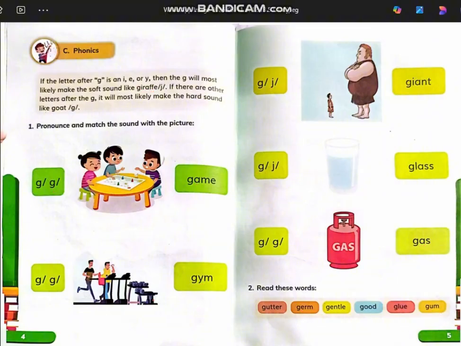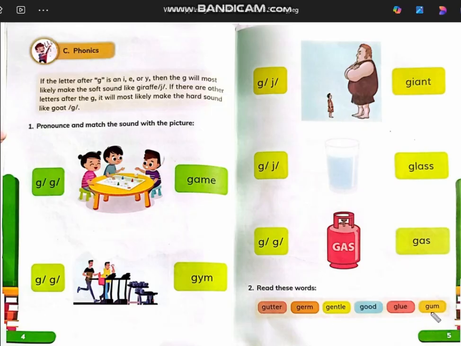Students, I hope that you have got the concept of the two different sounds of G, that is, the hard sound and the soft sound. Let me recall the concept again: when I, E, or Y is present after G, it is going to make the soft sound, that is J. But if other letters are present after G other than I, E, or Y, then G is going to make the hard sound. I hope you have done the page with me and you have also read these words. Do practice it again after the class is over.